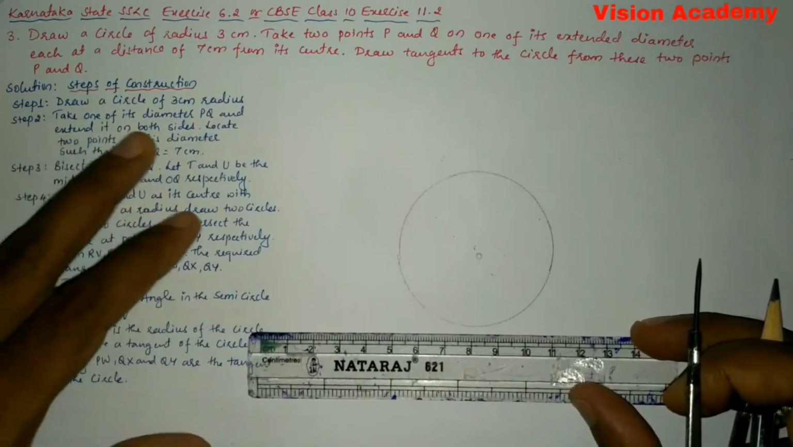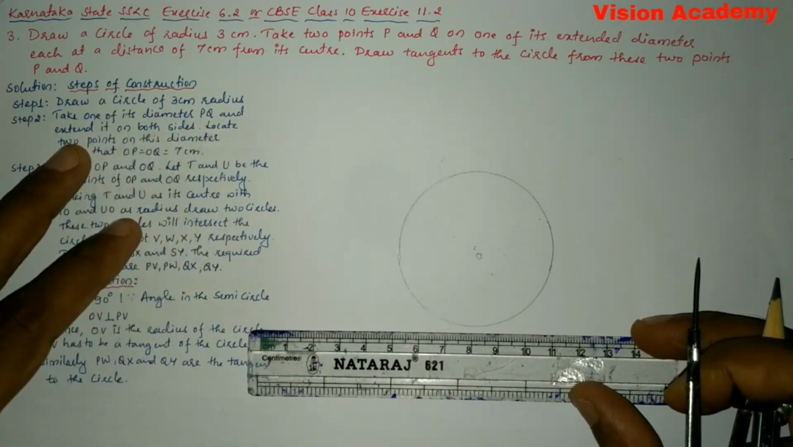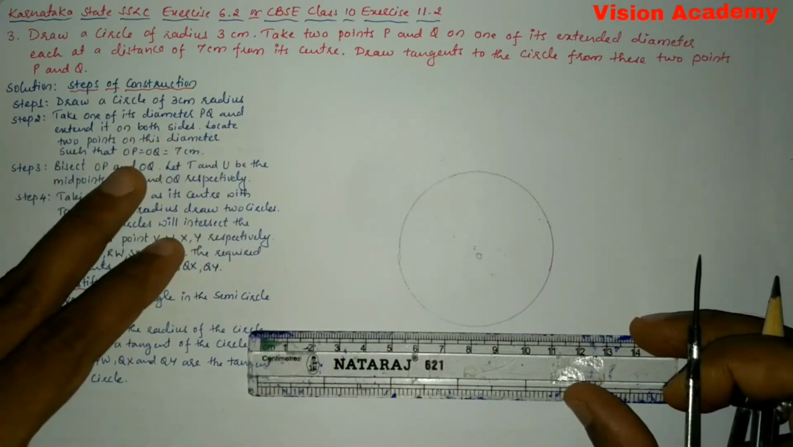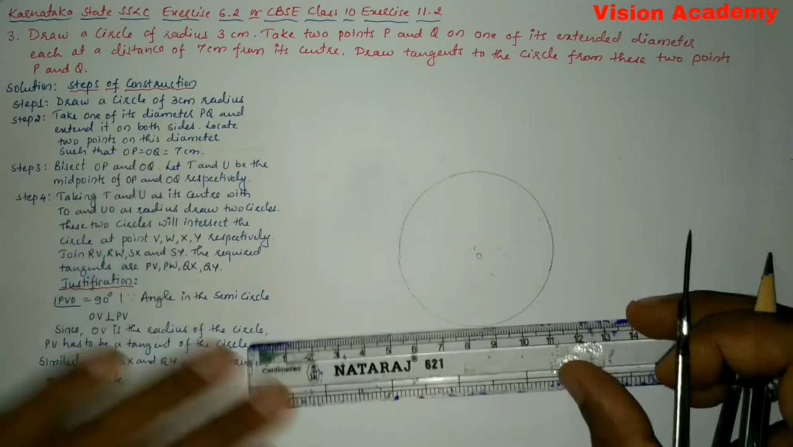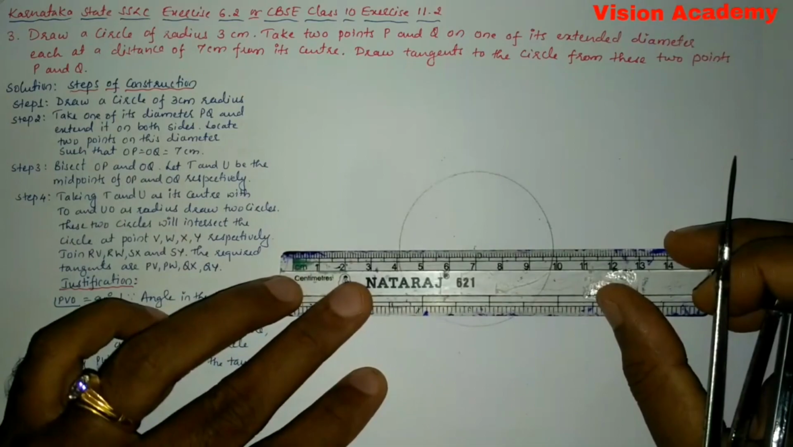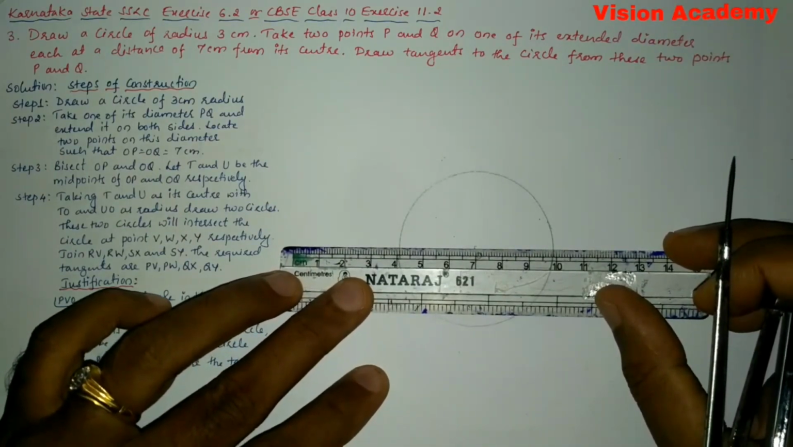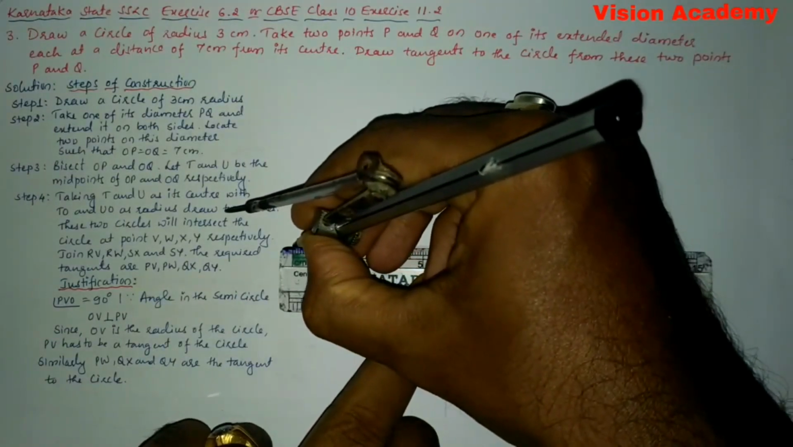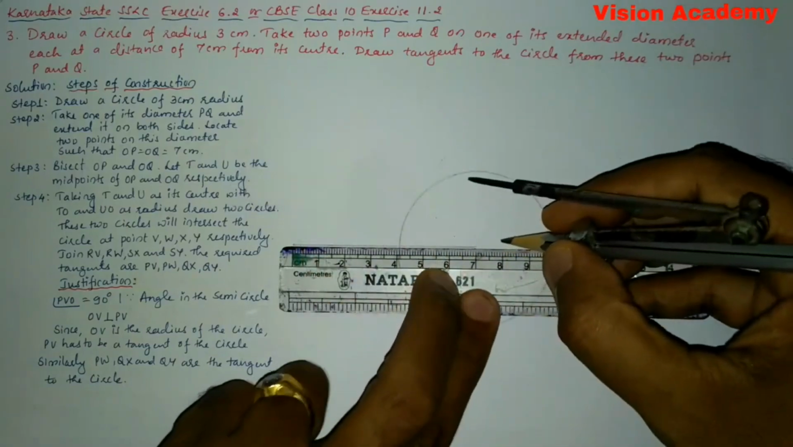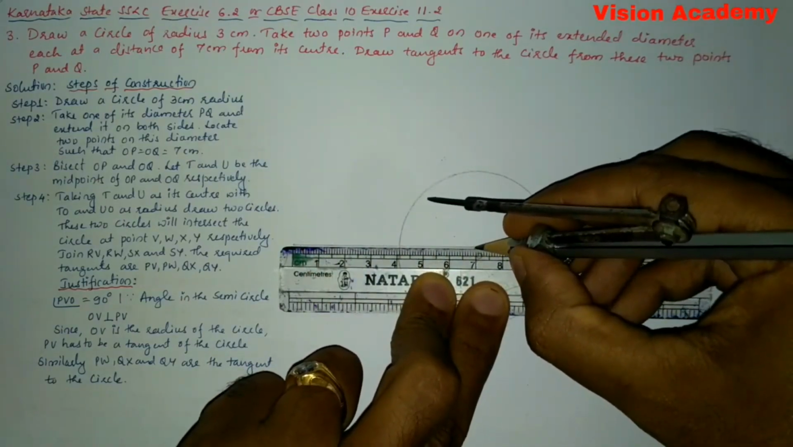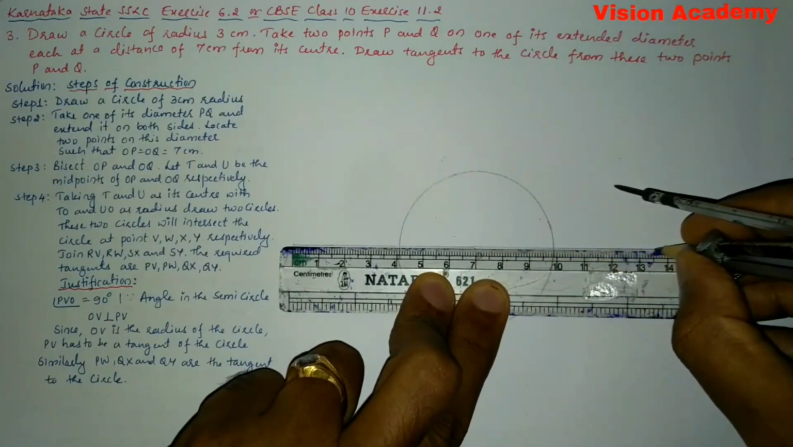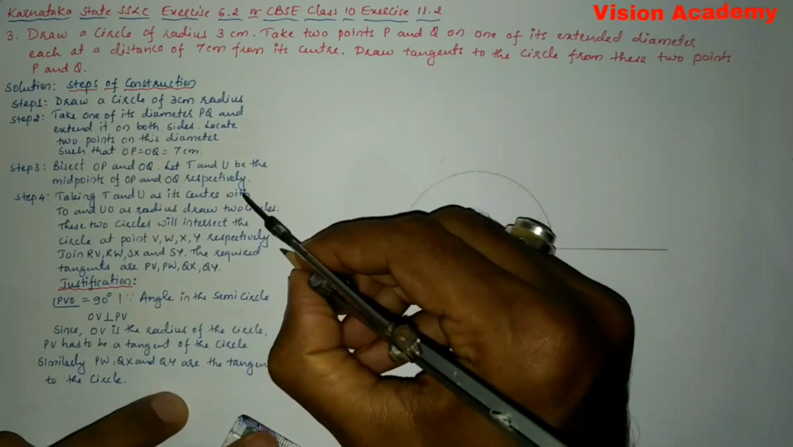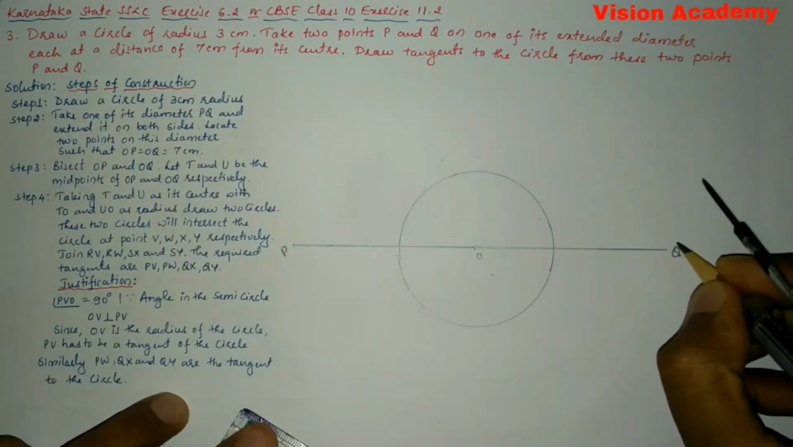Next, they have given take one of its diameter PQ and extend it on both sides. Locate 2 points on this diameter such that OP is equal to OQ is equal to 7 centimeter. So 7 centimeter means from the center of the circle, let me draw a straight line of 7 centimeter. So here it is 7 centimeter, and on the right hand side from the center of the circle again 7 centimeter. So here it is 7 centimeter. Now let us name this point as P and this point as Q.